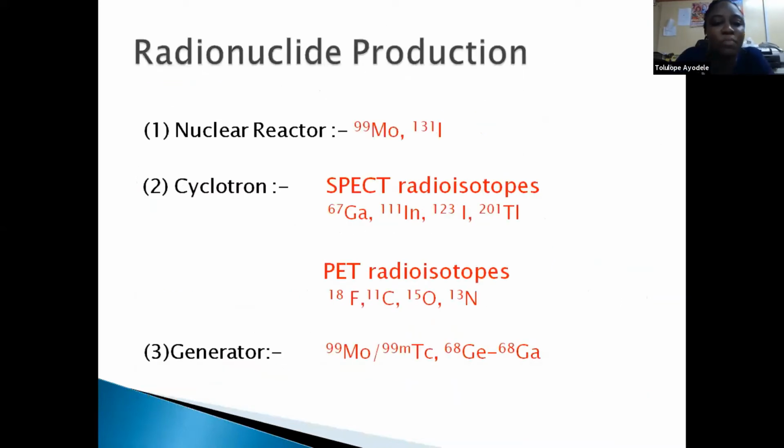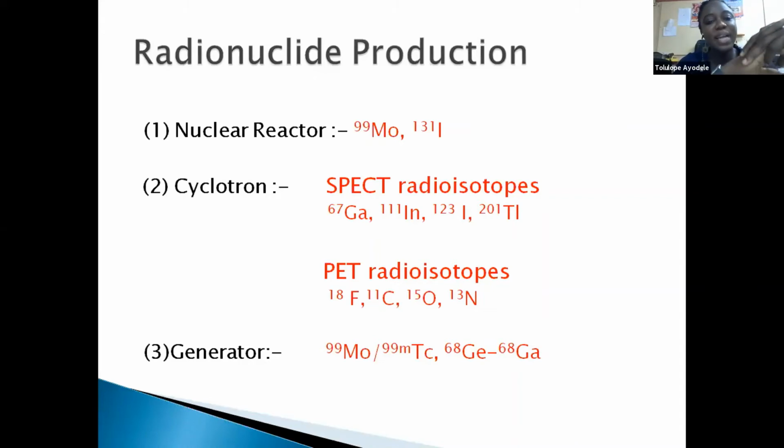Let's look at the various types of production of these radionuclides. Where can we get these radionuclides from? We have the nuclear reactor, and examples of radionuclides produced from the nuclear reactor include molybdenum-99. This is the parent radionuclide for technetium-99m. So the technetium-99m is actually separated from the mother radionuclide, which is the molybdenum-99.